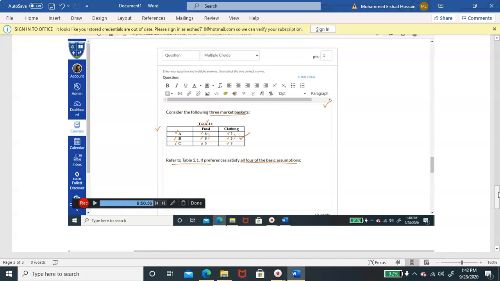Now if you go to the other choices and examine them in a similar way, you will see that those choices will not be true.